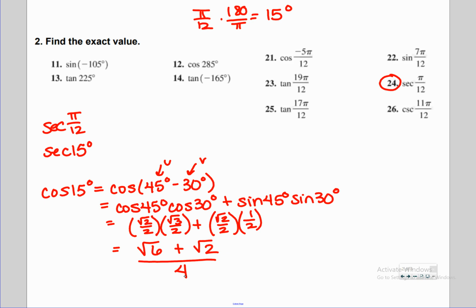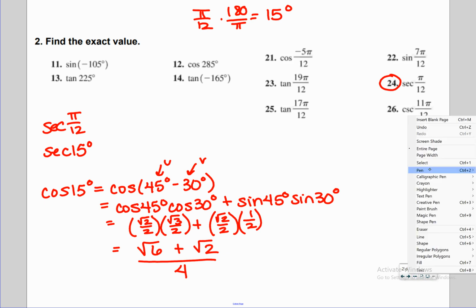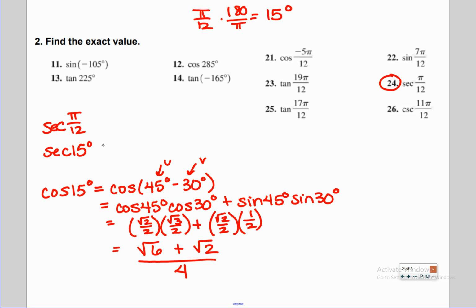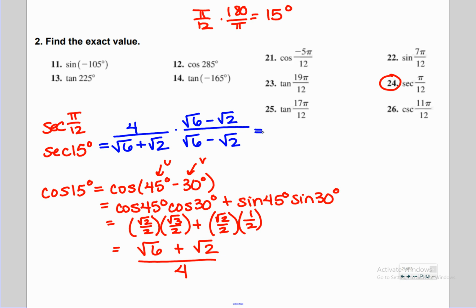Now we're not quite done because this was a secant. So if I have the cosine, what do I do with it to get the secant? Just gonna flip it. So back to the top now. I get 4 over rad 6 plus rad 2. How do you rationalize if there's a plus or a minus in the denominator? Multiply by the conjugate. So rad 6 minus rad 2. Rad 6 minus rad 2. So in the numerator, I'm distributing 4 rad 6 minus 4 rad 2.